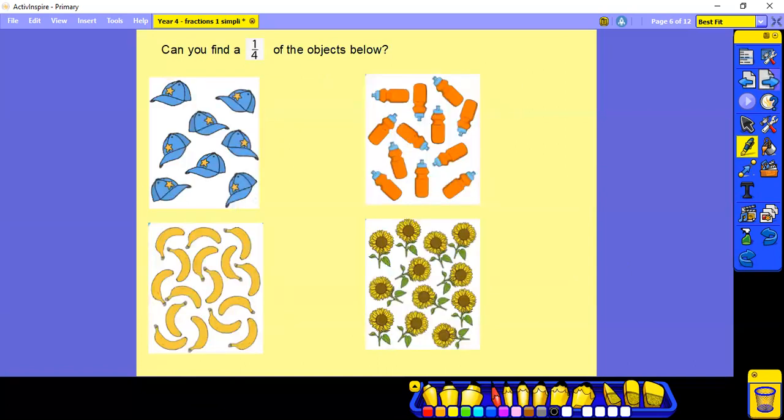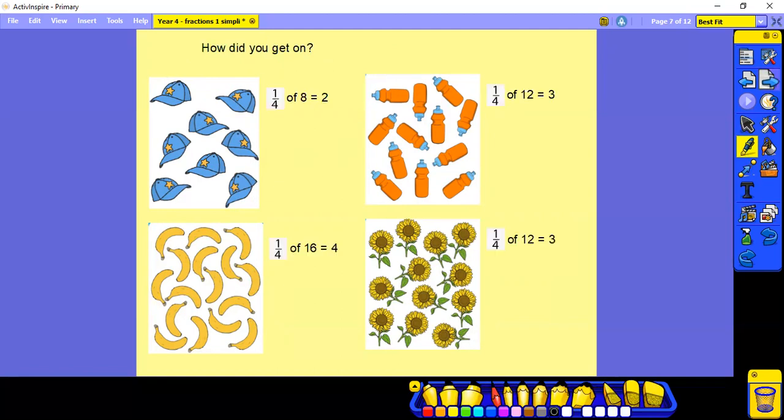Can you find a quarter of the objects below? Pause whilst you have a try. So how did you get on? So we had 8 hats and a quarter of 8, because we've shared between 4, is 2. We had 12 water bottles and we've shared them between 4, so a quarter of 12 is 3. We had 16 bananas and we shared them between 4, so a quarter of 16 is 4. And we had 12 sunflowers and we shared them between 4, so a quarter of 12 equals 3.